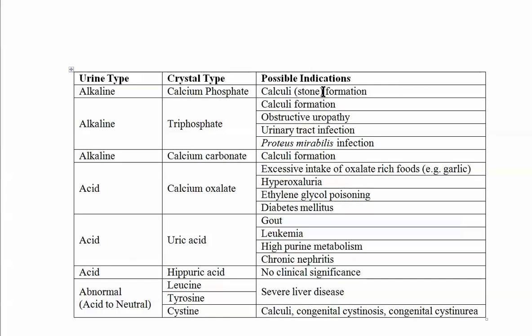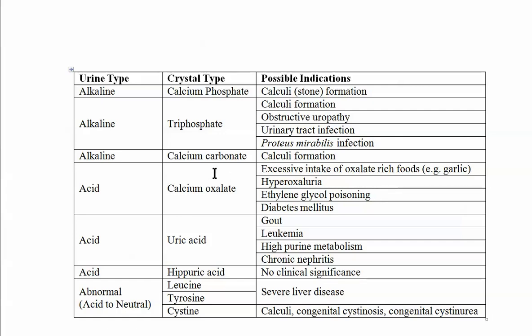So calculi or kidney stones. Typically, kidney stones will show up with alkaline urine. And calcium phosphate, calcium carbonate, these are pretty typical of the kinds of crystals that you would see for kidney stones, also triphosphate. So all three of these can often be indicative of kidney stones. Triphosphate can be indicative of some other things as well. Calcium oxalate and uric acid, you'll see under acid conditions. So uric acid can often be an indicator for gout. Calcium oxalate, this can be an indicator of diabetes, and also ethylene glycol poisoning.